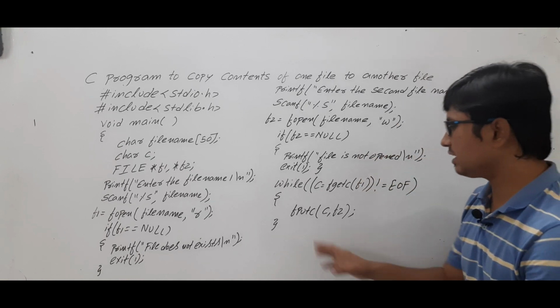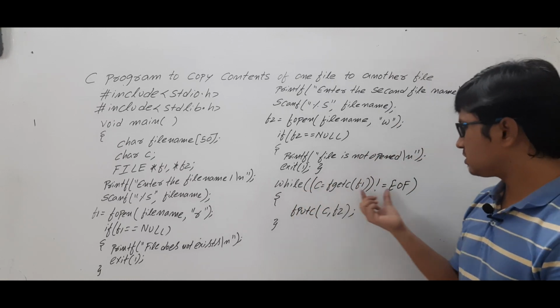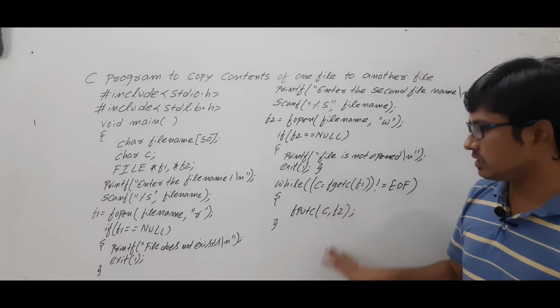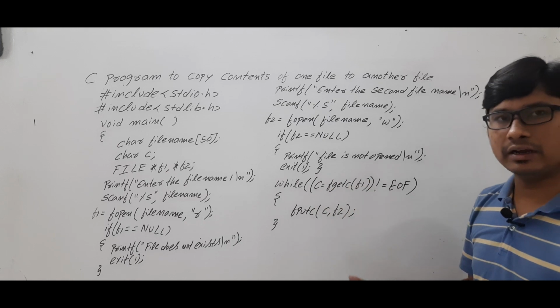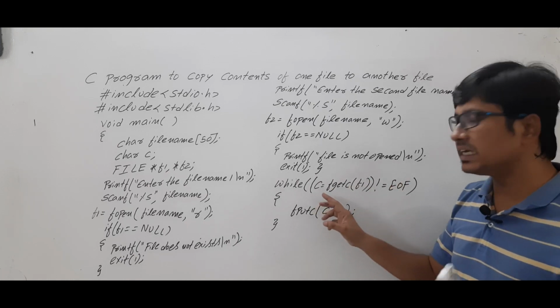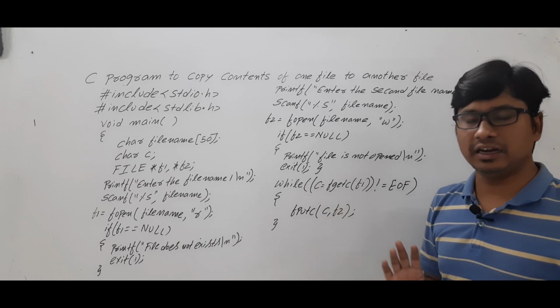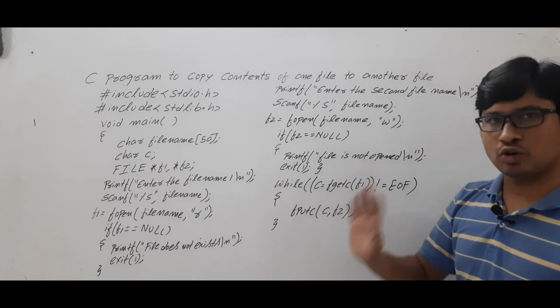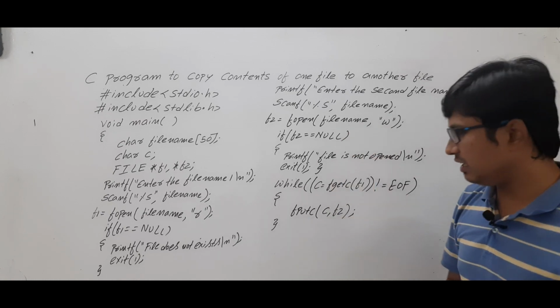So again it will read the next character. If it is not end of the file, then it will be copied into the second file. Is it clear? So this will run till the data in file 1 is completed. But here the problem is that it will read character by character at a time. Okay. Now once it is done, the entire data is copied from file 1 to file 2.